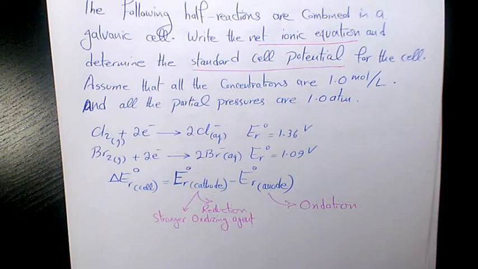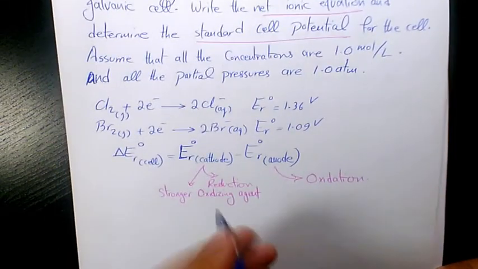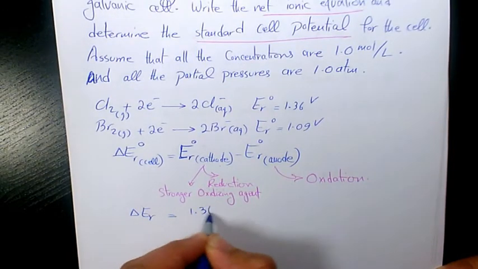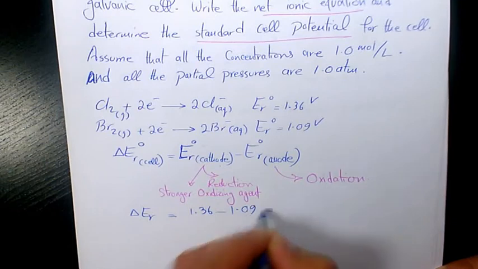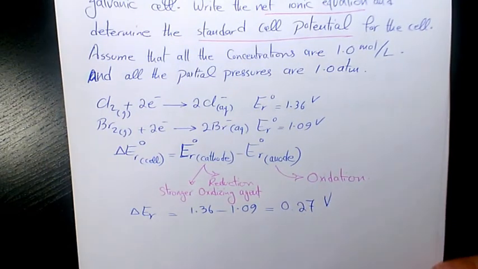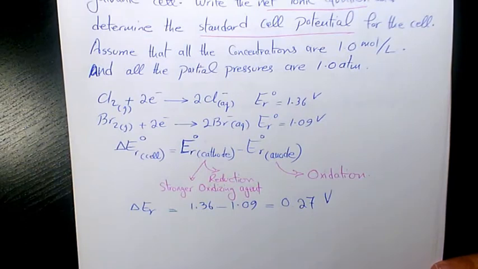So chlorine is going to be the oxidizing agent, in which reduction happens, and bromine is going to be the reducing agent, in which oxidation happens. So it is going to be 1.36 minus 1.09. That's going to be 0.27 volt. That's the standard cell potential.